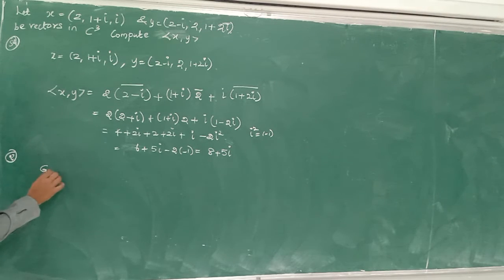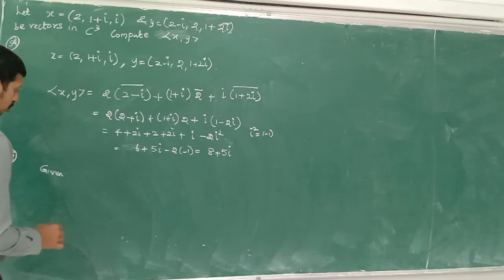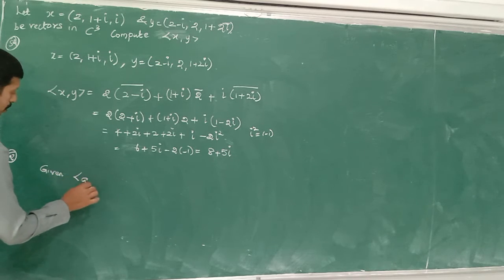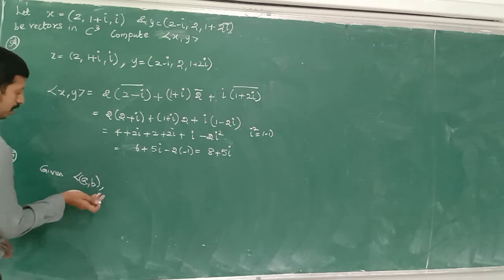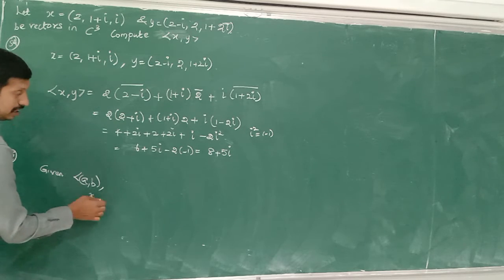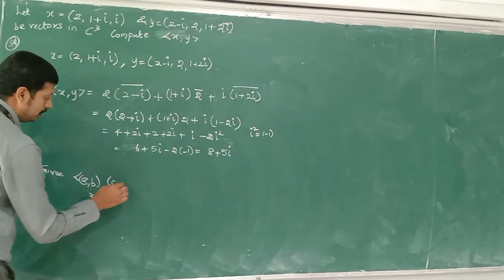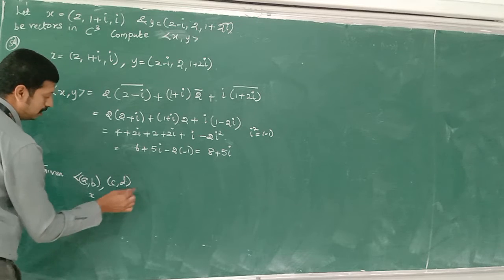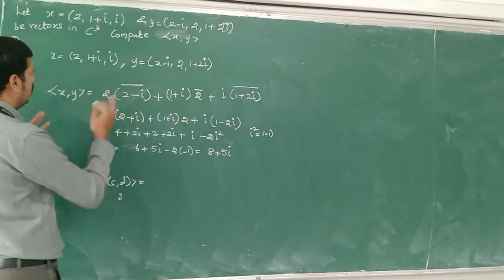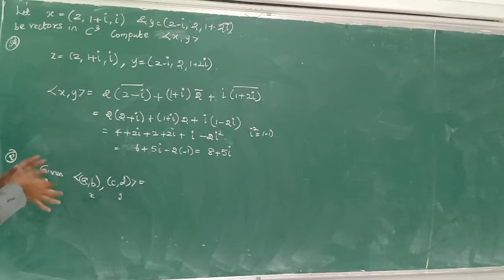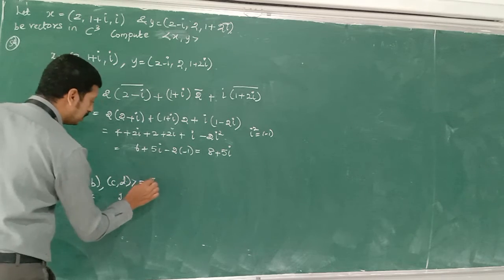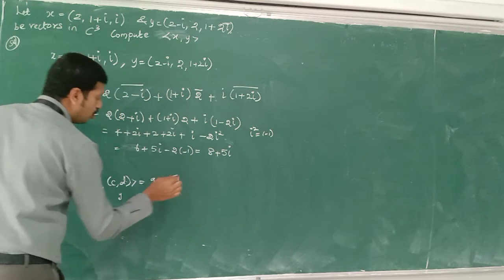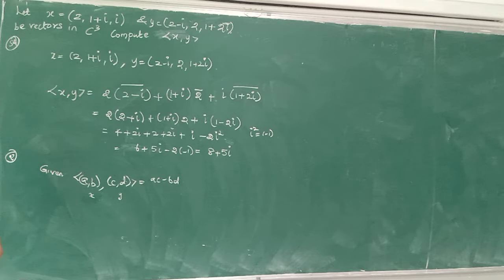What is given is (a, b), which we consider as x, and (c, d), which we consider as y. So the whole answer is ac minus bd. You have to show whether this is an inner product or not. It is given that this is not an inner product on R2, so we have to proceed accordingly.